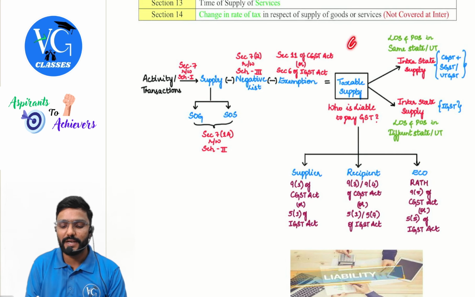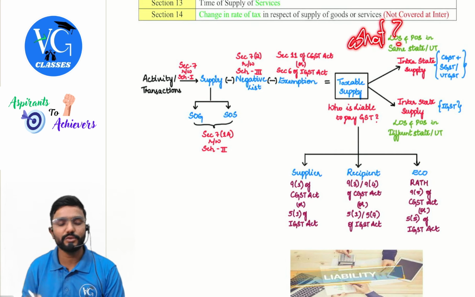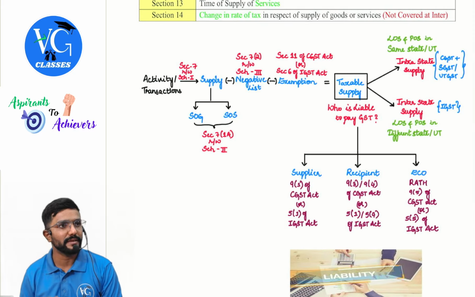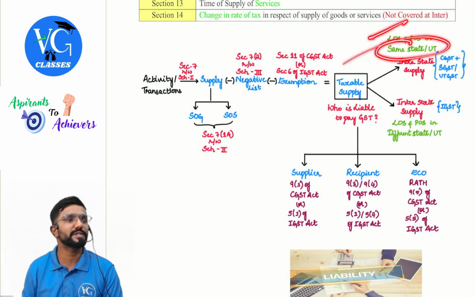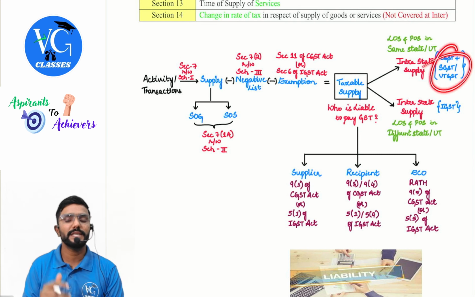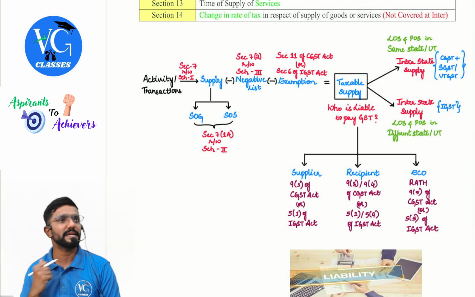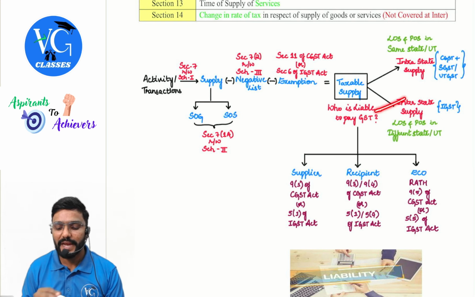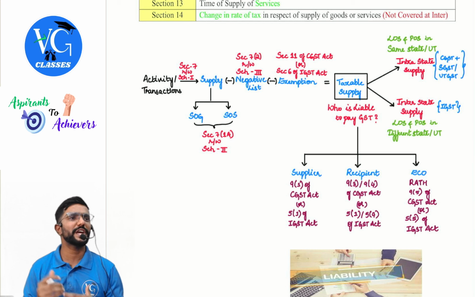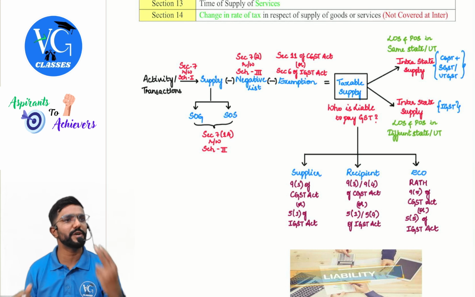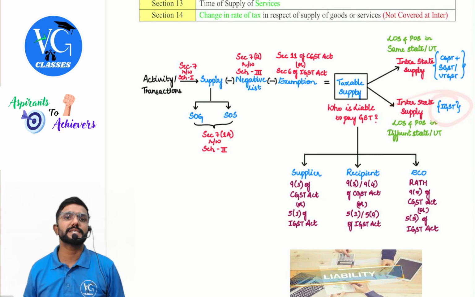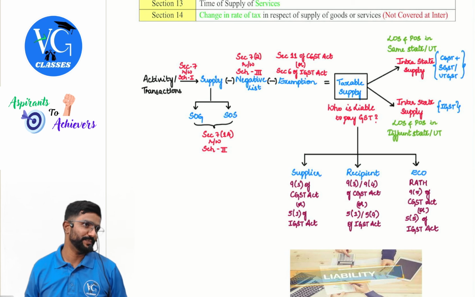Now what should they pay? If it is an intra-state supply, that is when location and place of supply are in the same state or union territory, they should pay CGST plus SGST or CGST plus UTGST. What if it is an interstate supply? That is when location and place of supply are in two different states, two different union territories, or one state and one union territory. Then the person is liable to pay IGST.